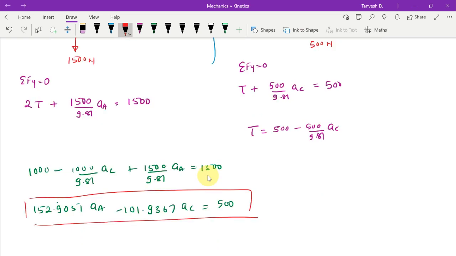So let us solve them. So we get aA equals 1.4014 meters per second square, and since we are getting this positive, it means that this acceleration is downwards. So A is coming downwards, right, which we already knew. aC you will get as minus 2.8028 meters per second square. Since it's negative, it means it's going upwards, right? And once we find aA and aC, we can easily find the tension. So let us find the tension.